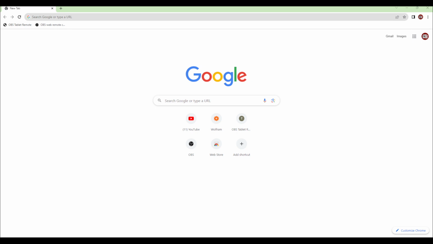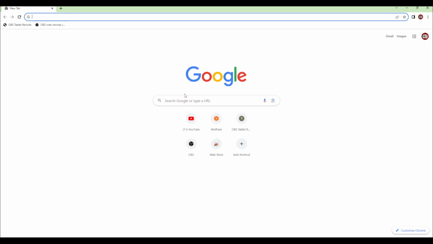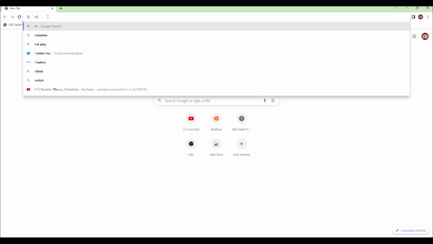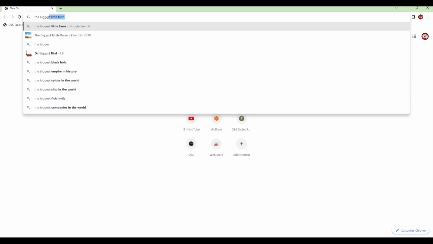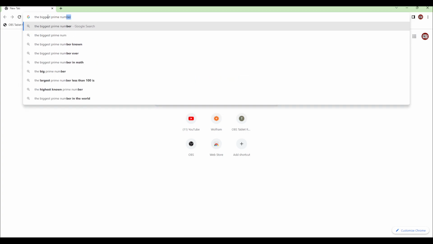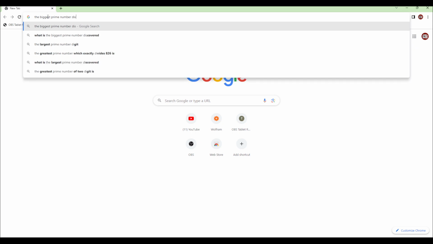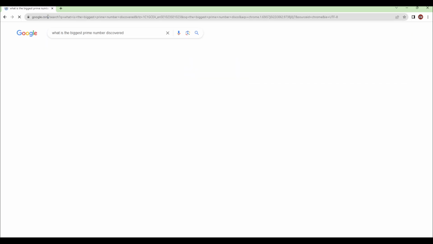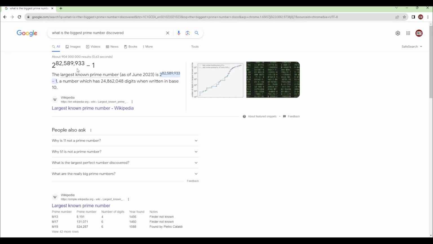So let me also show you this. The biggest prime number discovered, yes? Yeah, this is the biggest number discovered so far, okay? So 2 to the power of 82 million and something, minus 1. And this number has 24 million digits. Okay, so this is extremely, extremely big.